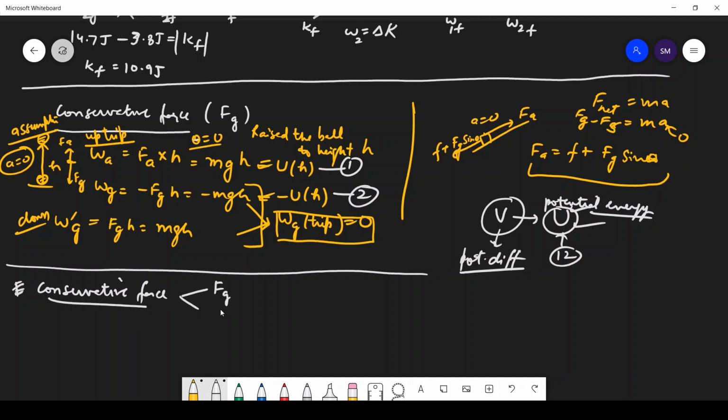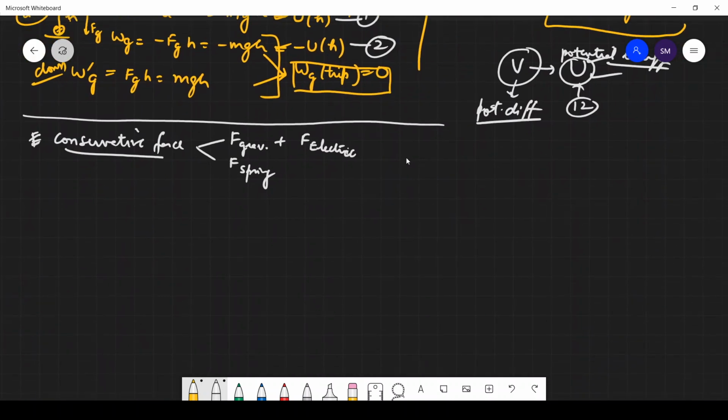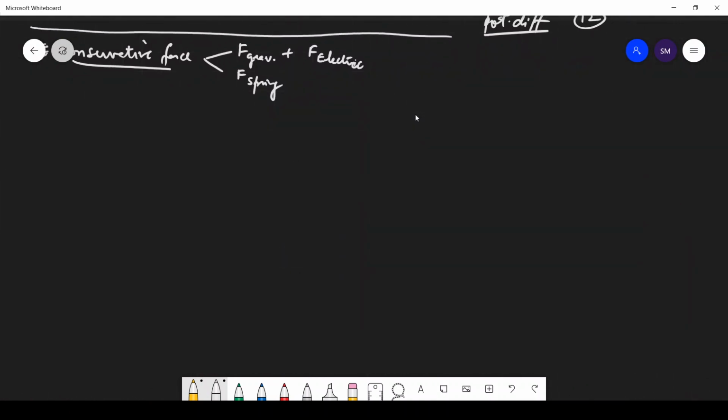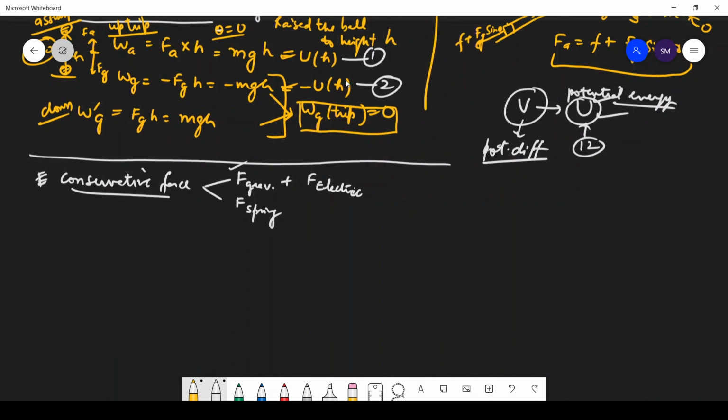So two conservative forces we'll deal with. One is your Fg, gravitational force. Another will be the spring force. And in 12th class you will deal with electric force. So these are the spring force, electric force, and gravitational force. So we will be dealing with these forces. Forget about the applied force for the rest of this chapter. So now we are dealing with conservative force, and equation 2, right? Forget equation 1 now.